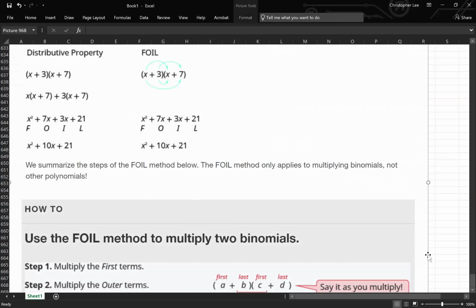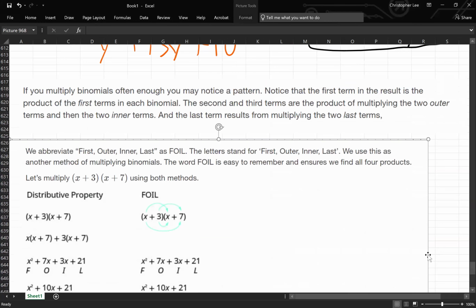All right. So we abbreviate first, outer, inner, last as FOIL. The letters stand for first, outer, inner, last. We use this as another method of multiplying binomials. The word FOIL is easy to remember and ensures that we find all four products.